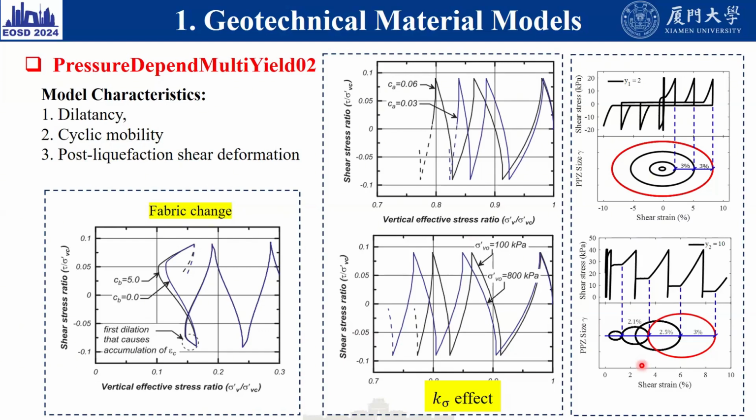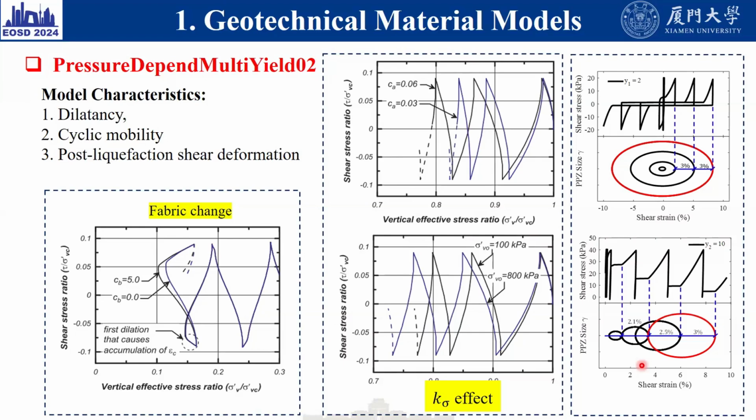For example, you have a soil, then you shear the soil, it will expand, right? In this current loading cycle. In the next loading cycle, this soil will become much more contractive. So this is called fabric change. We also have the K sigma effect. The K sigma effect means the effect of initial confinement.